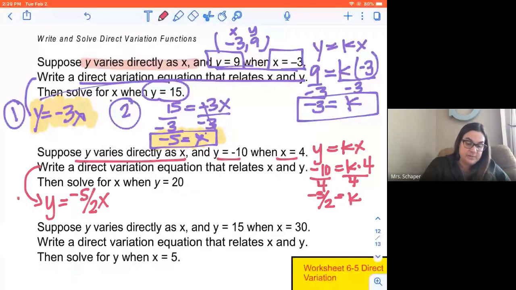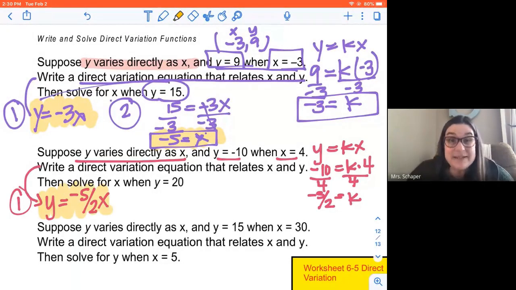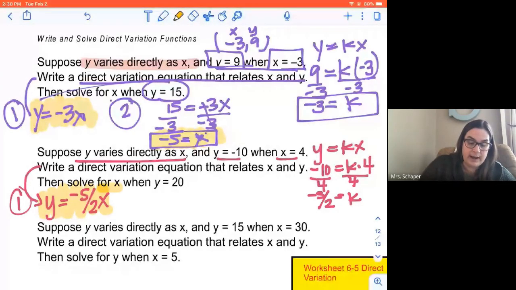That's the first part of what the question's asking you to do. It's a lot of steps to get there. I understand that. It's a lot of steps, but that's what we need to do. My next step then says, what is x when y is 20? So I'm going to put 20 in for y, and I'm going to solve my equation.